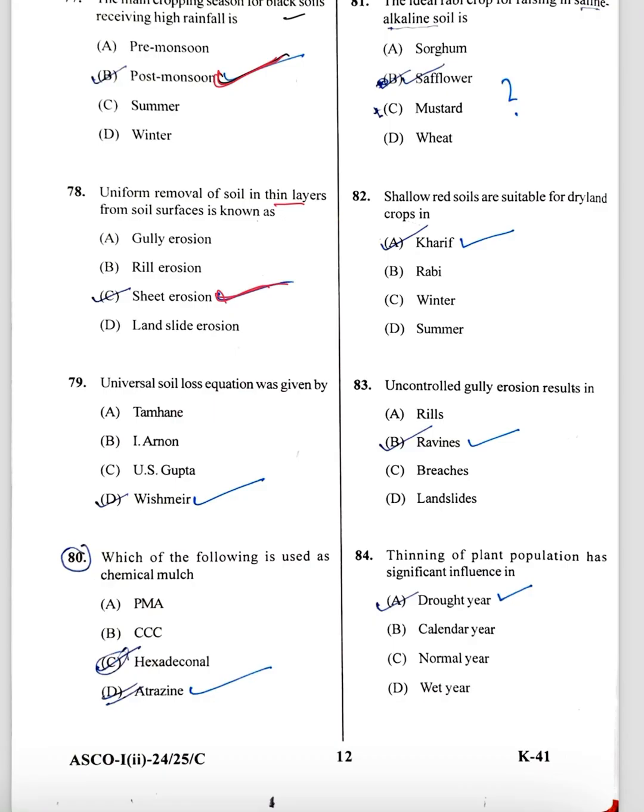Then coming to the universal soil loss equation, it was given by Wischmeier and Smith, as you know that. So the answer will be Wischmeier. Which of the following is used as chemical mulch? Majorly atrazine is used as chemical mulch.